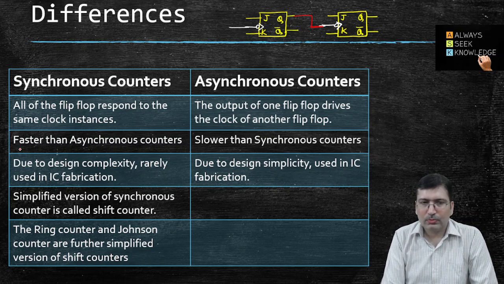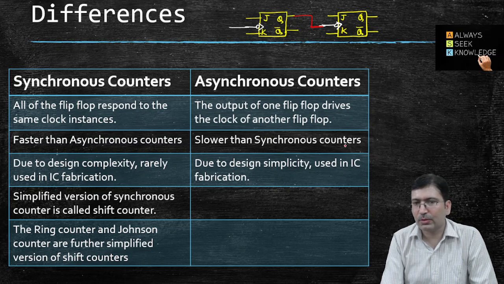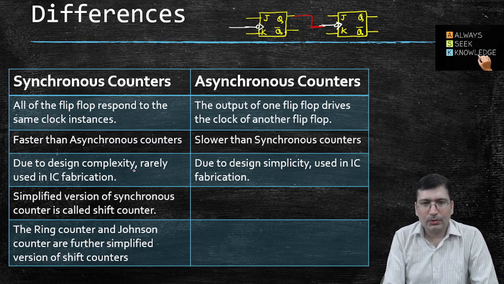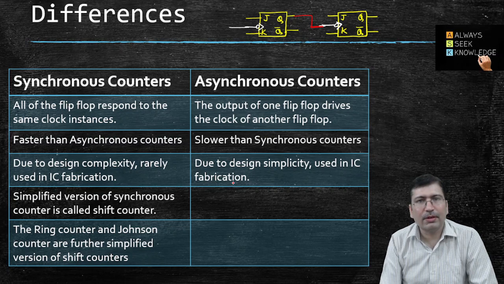Now this is obvious also: an asynchronous counter will be slower than the synchronous counter. So synchronous is faster than asynchronous, and asynchronous counters are slower than synchronous counters because of this clock and the activation of the flip-flops. Due to design complexity, synchronous counters are rarely used in IC fabrication, and asynchronous counters are generally used in IC fabrication.